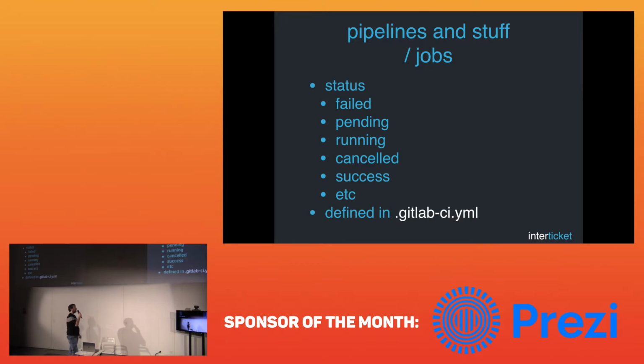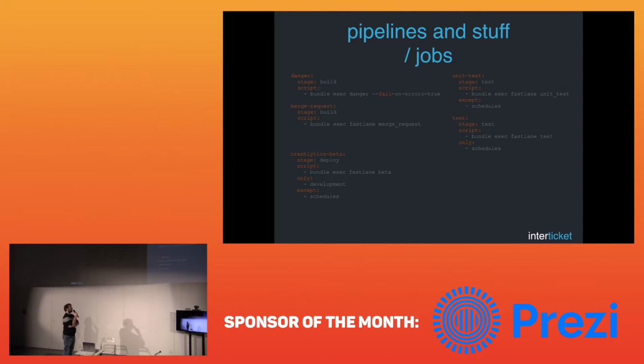Jobs can have statuses like failed, pending, etc. These are defined in GitLab CI, in the GitLab CI YAML file. And these are the example jobs. I mean, these are not just examples. We are using them inside our project. Every job will have a name. Like at the top, you can see danger. It's inside the build stage, and it will run a script, which is danger here.